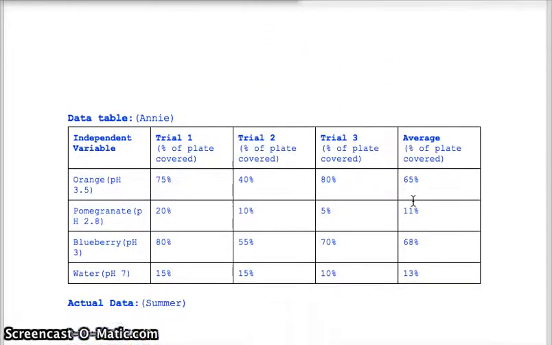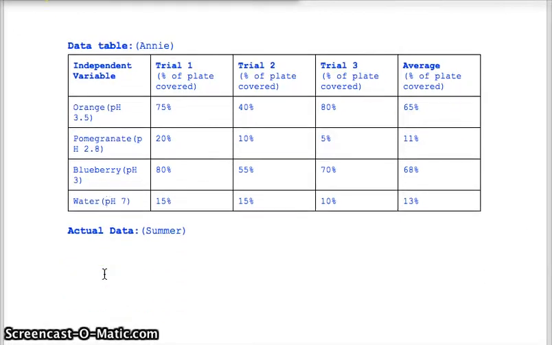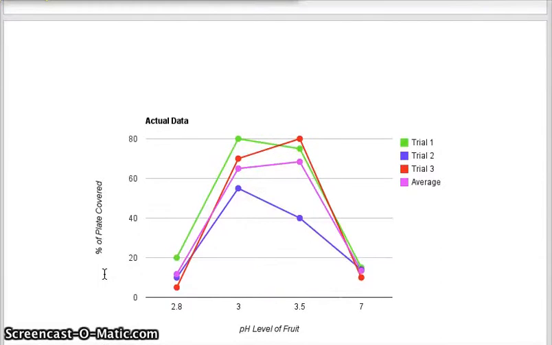Here is our data table. This is where we put the percentage of the bacteria. You can see the orange, the pomegranate, and the blueberry, as well as the water. But you might be able to see it better in the graph, which is below, and someone will explain it.